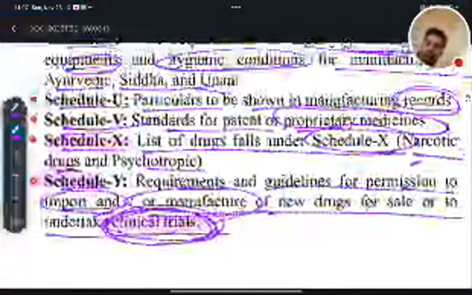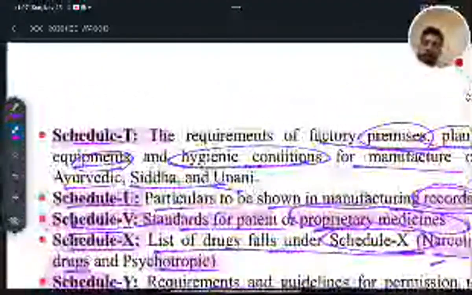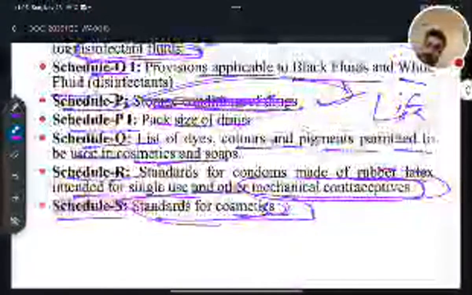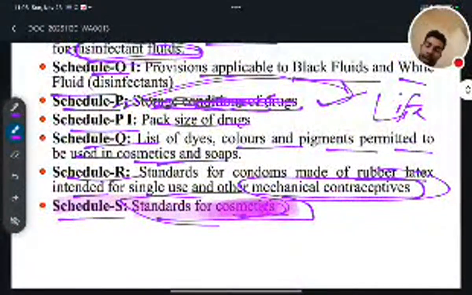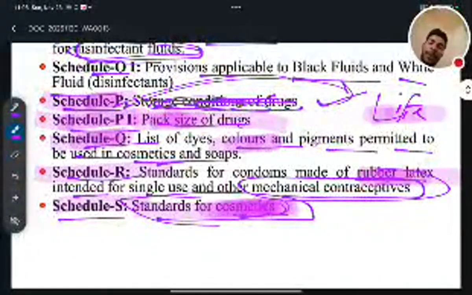Schedule X is for psychotropic and narcotic drugs. Schedule B is for proprietary medicine and standard for patent. Schedule U is for records, and Schedule T is for traditional drugs, such as Ayurveda, Siddha and Unani. Then Schedule S is for standards of cosmetics. Schedule R for rubber. Schedule Q for color. Schedule P1 for pack size. Schedule P for the life period.